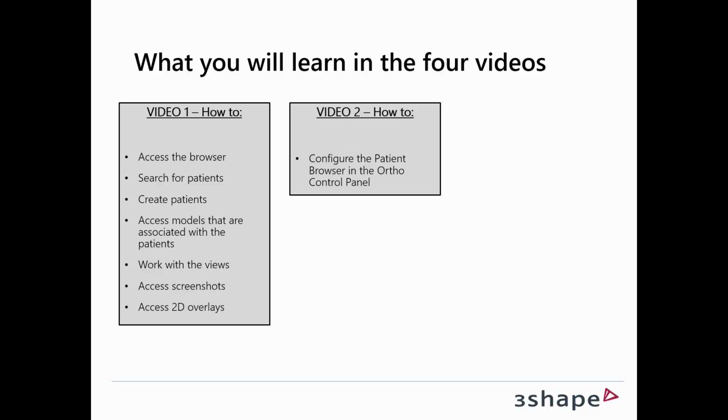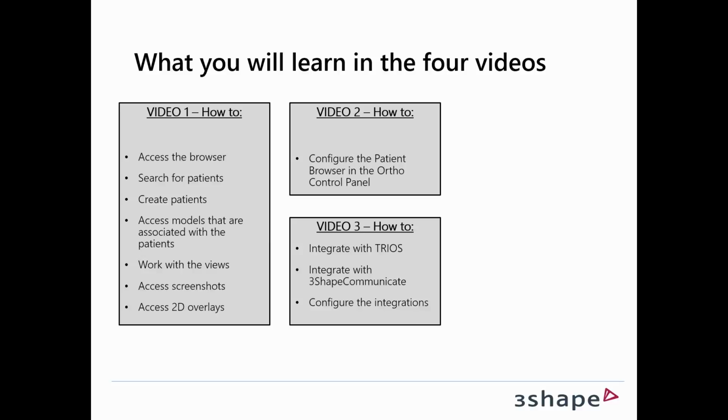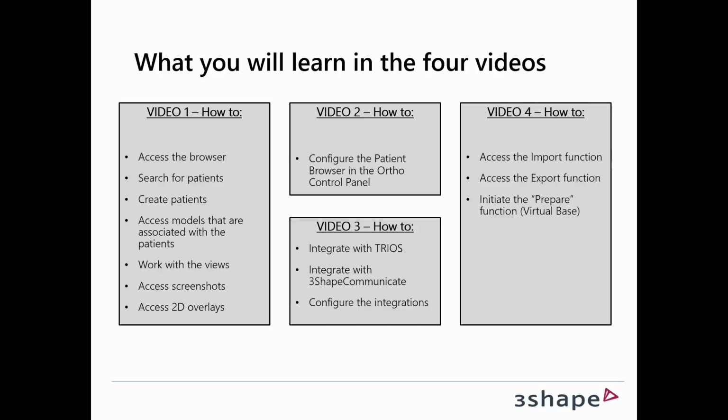The second video will show you how you configure the patient browser in the Ortho control panel. The third video will show you how you integrate with the Trias scanner and also with the 3Shape Communicate network, and also how you configure those integrations. And finally, the fourth video will show you how you access the import and export features, and also how you get access to the prepare function, allowing you to do a virtual base. So in total, 4 short how-to tips. But let's get started.